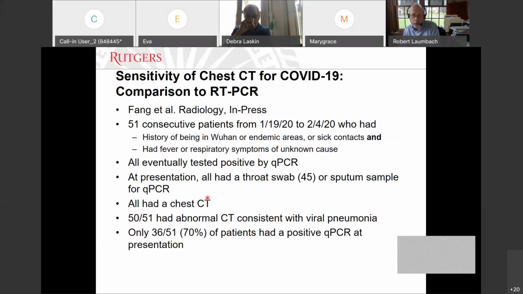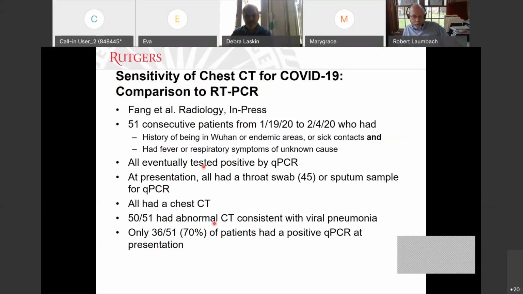What's interesting here is that at presentation, all of them had a throat swab, or at least 45, I guess. I'm not sure what the 45 is there actually. But all had a chest CT as well.